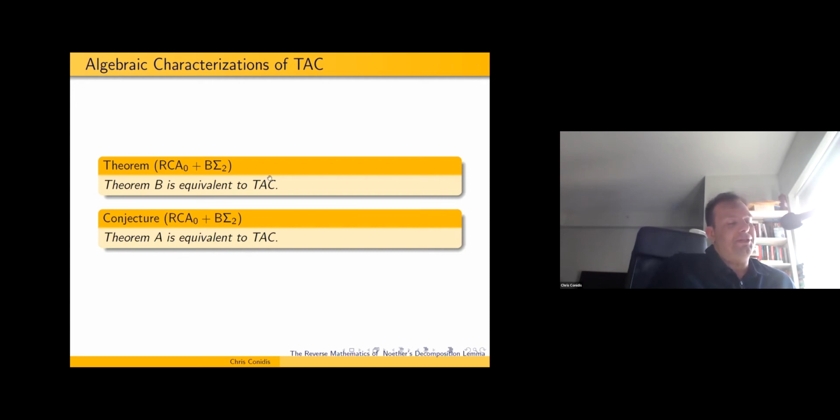So theorem B is equivalent to the tree anti-chain theorem, and theorem A is also equivalent to the tree anti-chain theorem over RCA naught plus bounding for sigma 2 predicates.